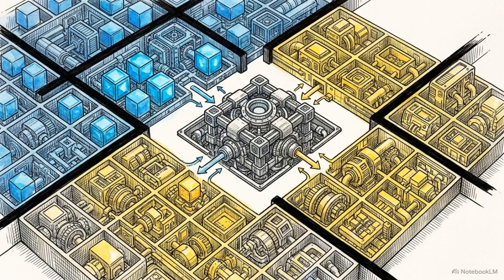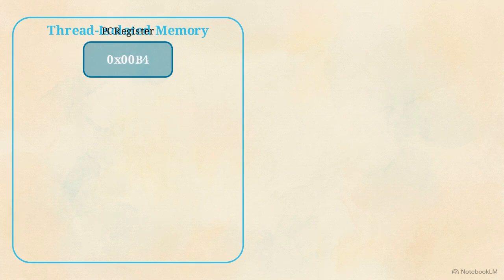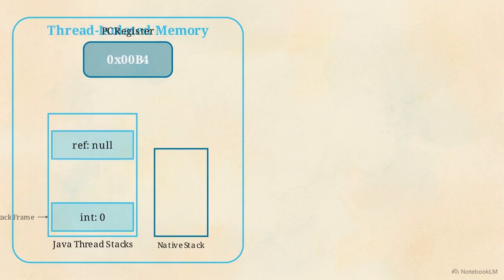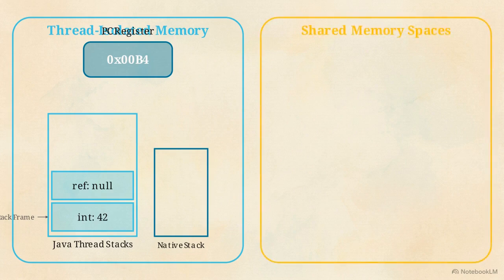Once loaded, an application state is distributed across memory partitions dictated by strict thread accessibility boundaries. On one side are the thread-isolated memory zones. Because these locations are restricted to a single thread, operations here carry 0 synchronization overhead. The program counter, or PC register, tracks the exact native instruction or bytecode offset currently being processed by the active thread. Adjacent to this, the Java thread stacks hold local primitive variable allocations inside isolated frames. Pushing and popping these frames requires 0 mutual exclusion locks.